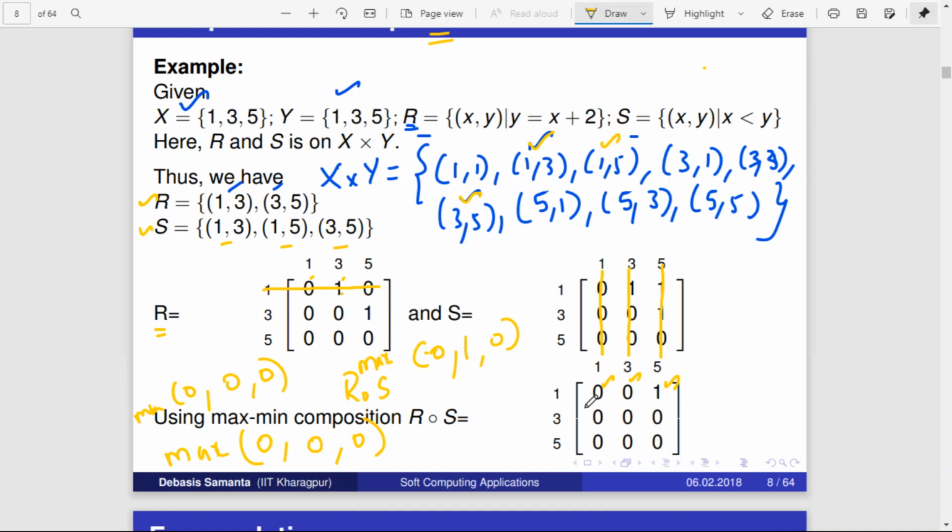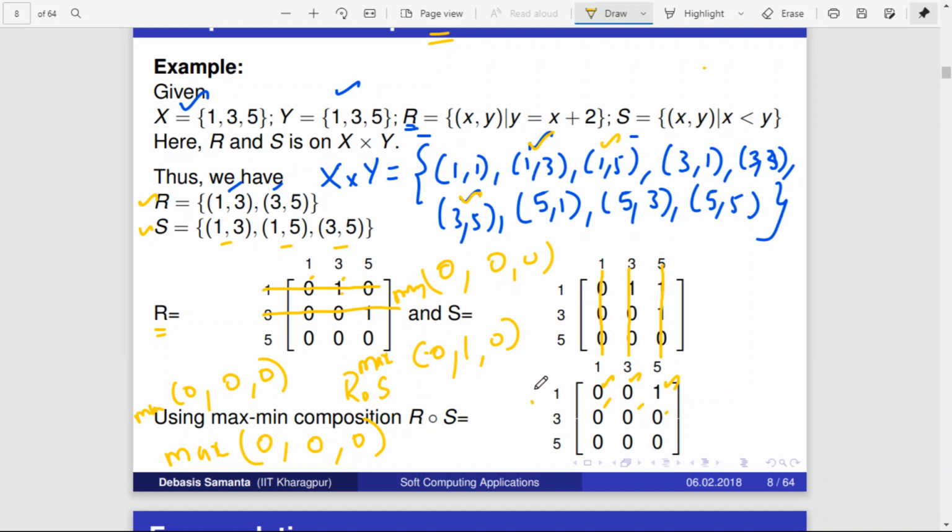So then for the next row we can take the second row with first column. Okay, 0 and 0, the min is 0. 0 and again 0 and 0, the min is 0. 1 and 0, the min is 0. The max of this is 0. Like that we calculate, right?